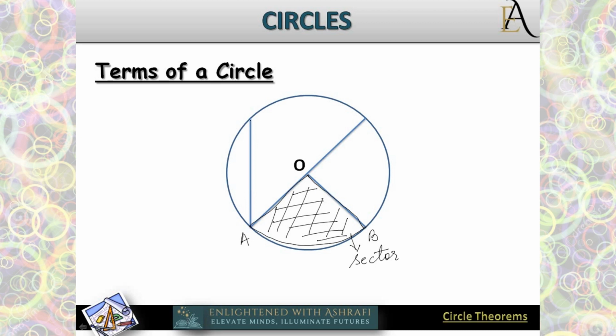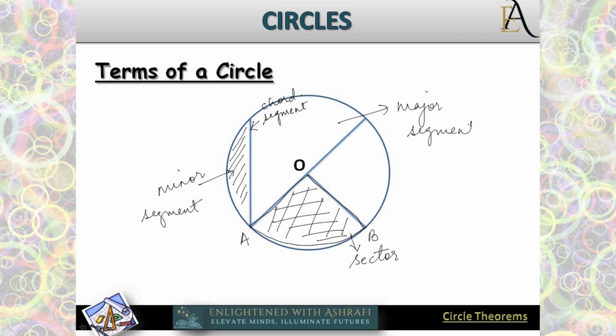Then this is my segment, which is a chord. Now if a chord divides the circle into two parts, then the smaller part is known as the minor segment, and the bigger part of the circle is known as the major segment.